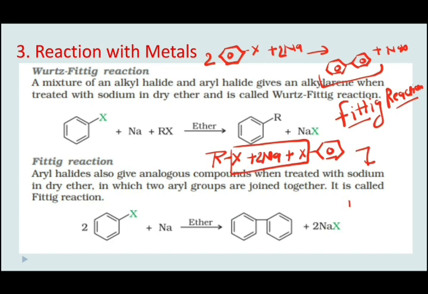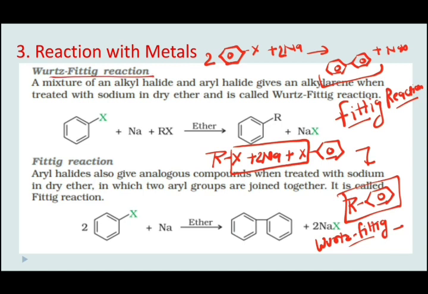Here we will get dimerization between alkyl group and aryl group. So this is a combination of Wood's reaction and Fittig reaction. So this is called Wood's Fittig reaction. Okay, so their naming is very simple. You can easily remember these reactions. So this one is Wood's Fittig reaction.